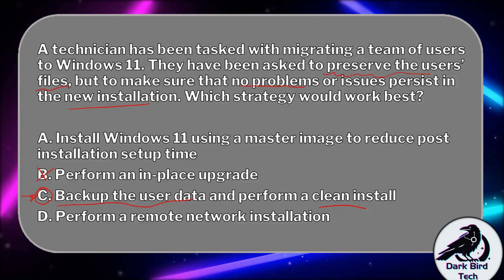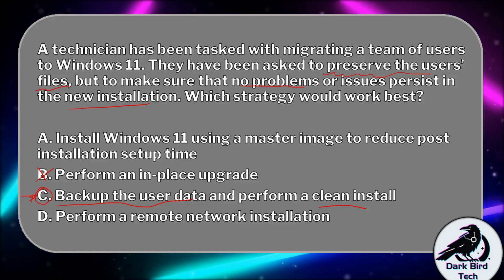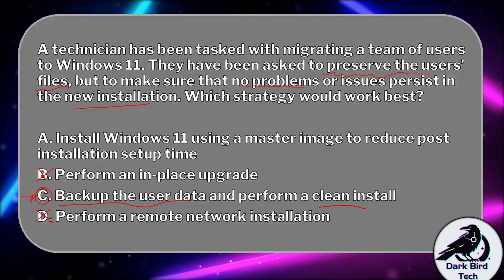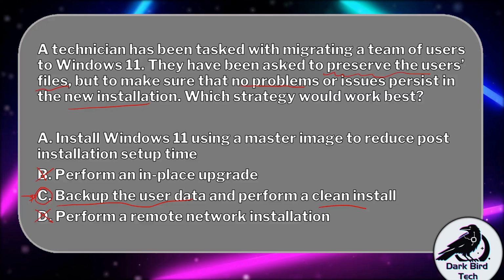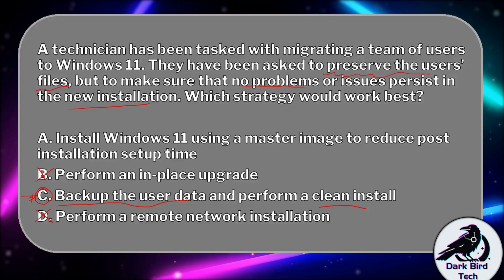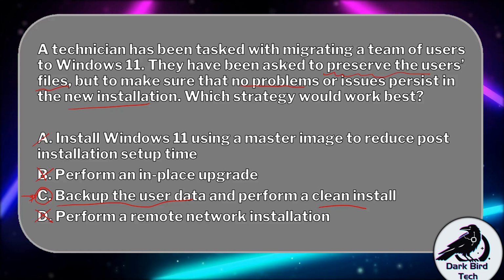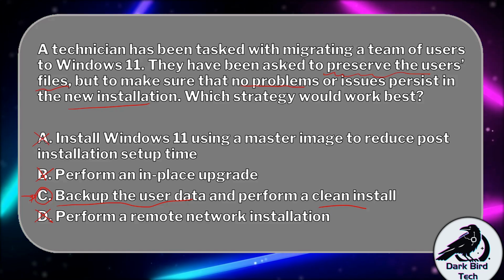A remote network installation, it doesn't really address anything in this question here. It's kind of like, yeah, you could, but it's not going to have any effect on whether you're preserving user data files and preventing problems from the previous version of Windows that was on their computer. It's just a different way of installing. Instead of sitting there in front of the computer, you're doing it through the network using a deployment service of some kind. And then option A, installing Windows 11 using a master image to reduce post-installation setup time. Hey, that could be part of your clean install. But it's got nothing to do with preserving the user's data and avoiding previous configuration problems appearing in the new version of the operating system.